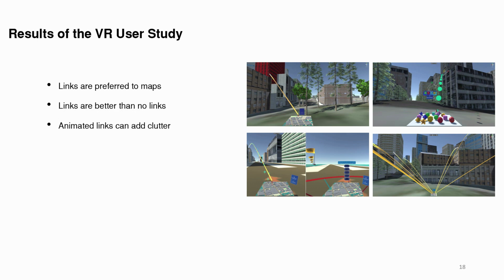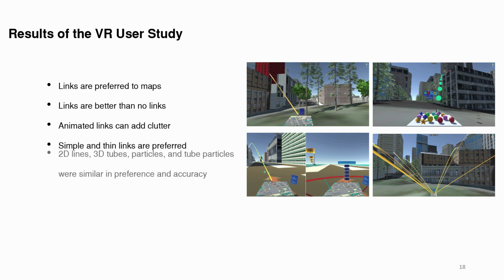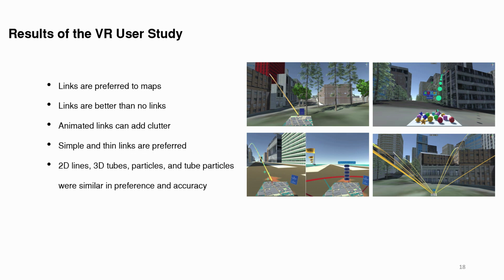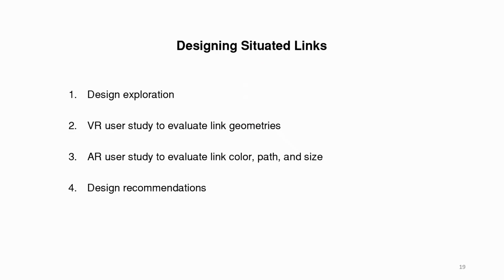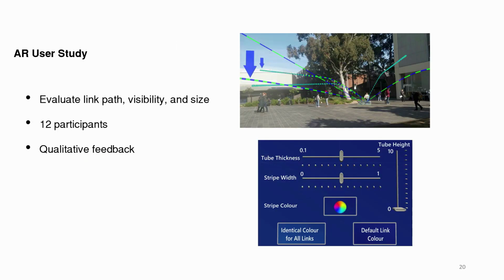Participants did not like using animated links when activating multiple links due to information clutter. They preferred simple and thin links to avoid information occlusion. And we could not find a significant difference between 2D line, 3D cube, particle, and two particle in terms of preference ranking and accuracy. Learning from the VR user study, we refined the link design for a follow-up AR user study.